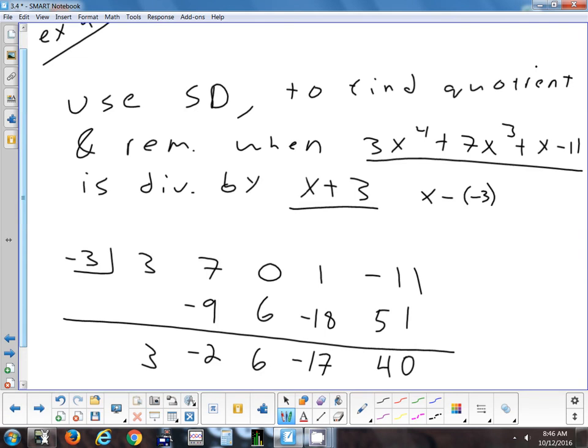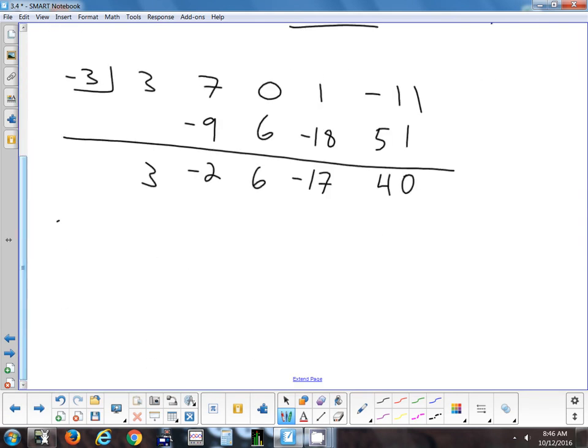So let's see if we can interpret that and tell me the quotient and the remainder. Okay, what's my quotient here?